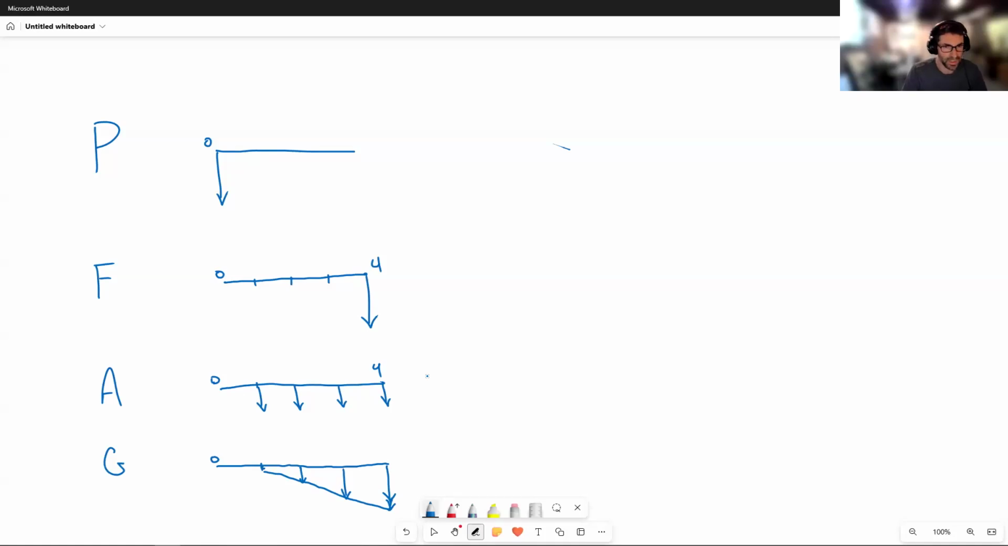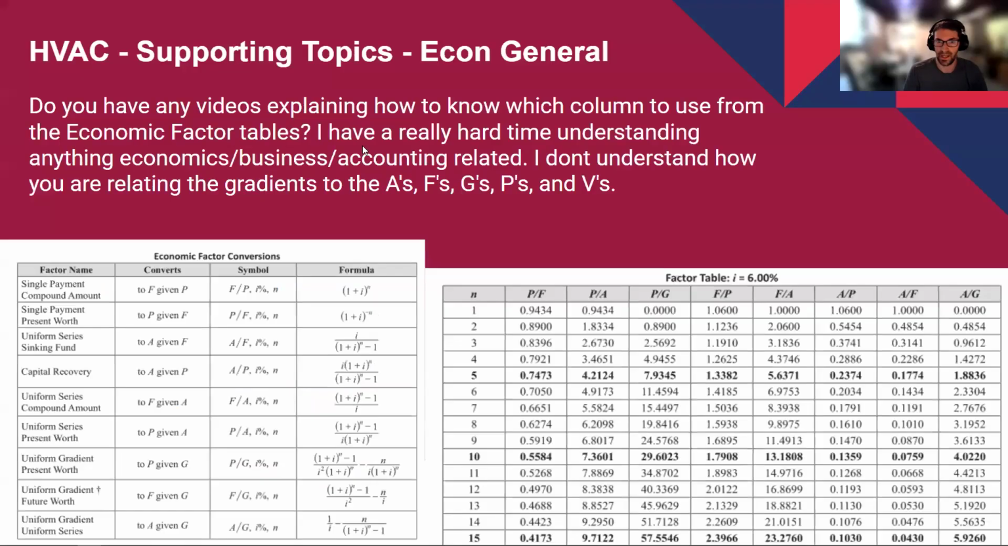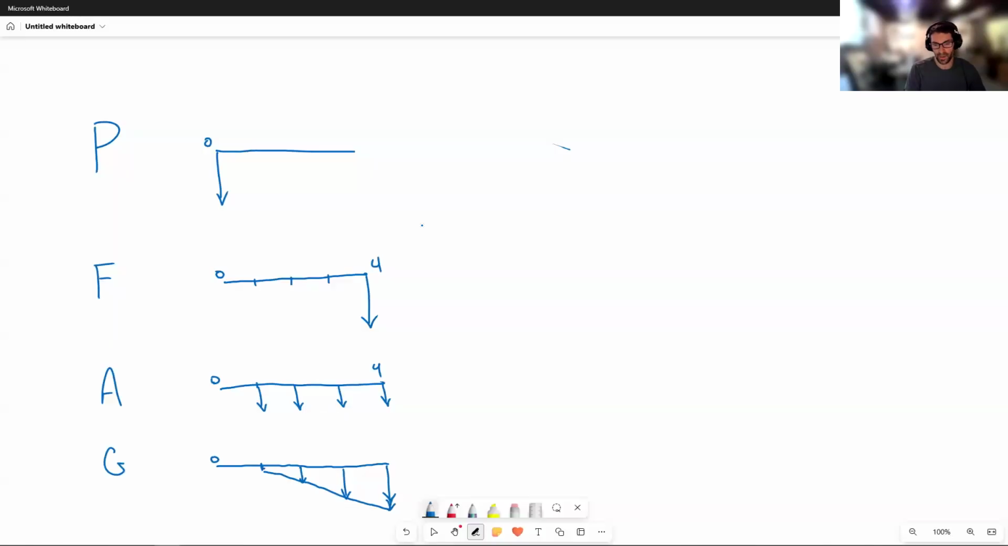But let's just do one quick example because your question asked, like, I don't understand how you're relating these things together. So let's do a super simple example of a future value and a present value. So let's say I offered you an option. Option one is I'll give you $100 right now, or I'll give you $106 next year. Which one do you take?